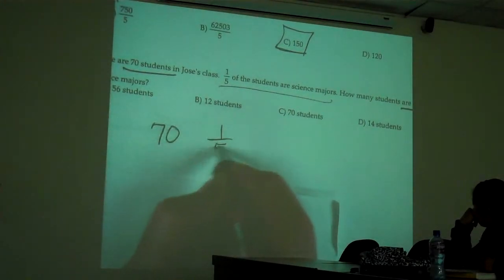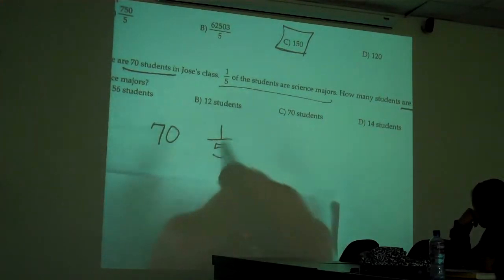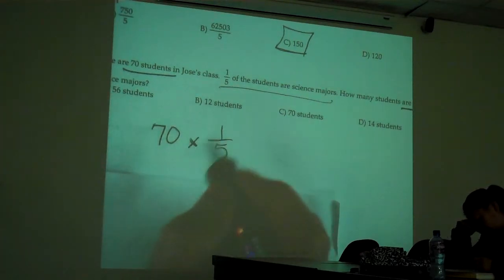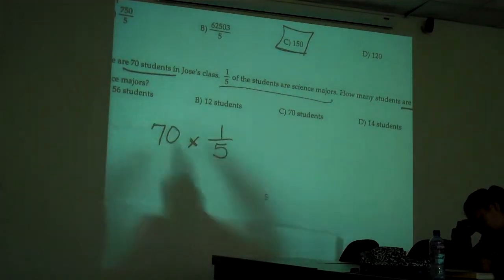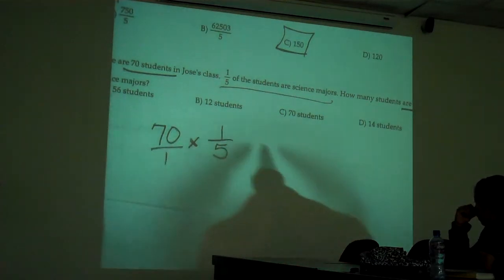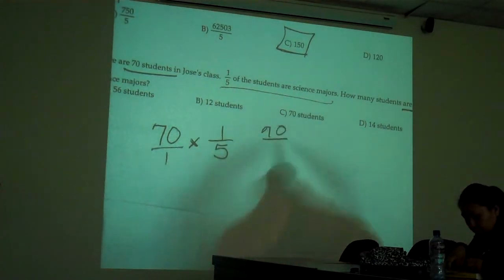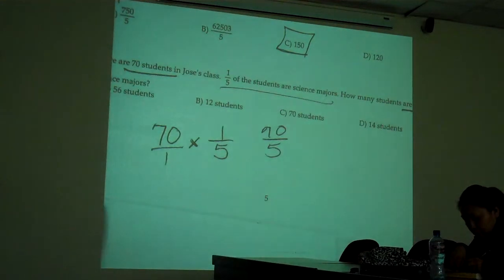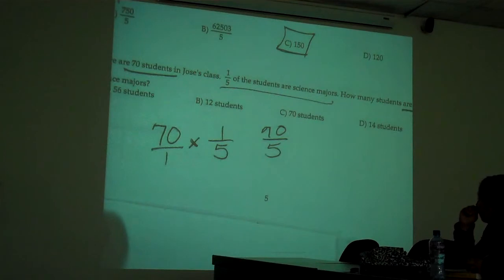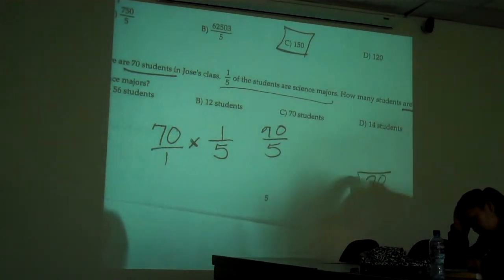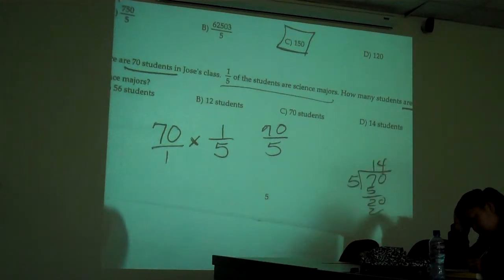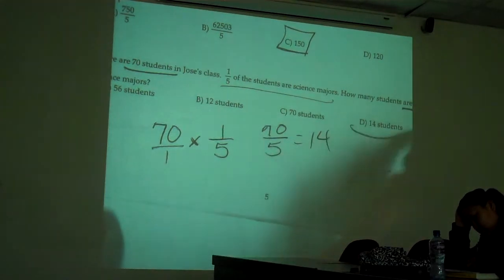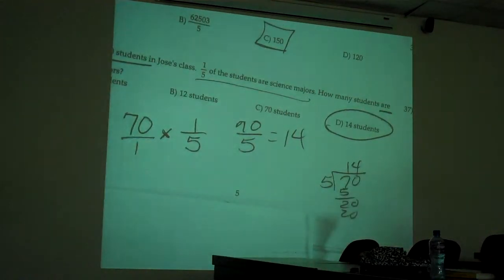Multiply. You're going to multiply it times 1/5, which actually you'll divide it by 5, but you do this times 1/5. 70 times 1, 1 times 5. So you actually are doing 70 divided by 5. 70 divided by 5, bless you. 1 and then 4, 14. So 14 students are science majors.